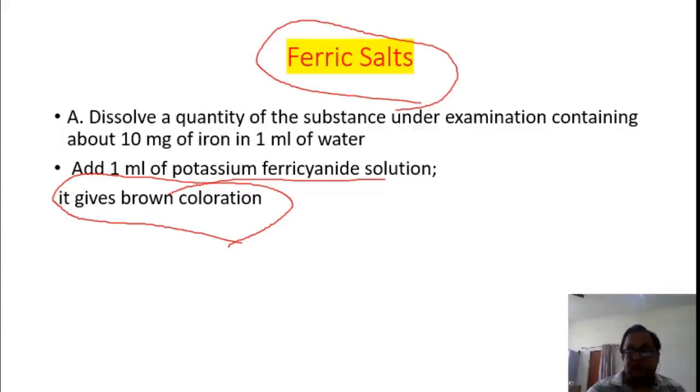So my dear students, we have to recall that if we have to identify ferrous salt, we have to add ferricyanide, and if we have to identify ferric salt, we have to add ferrocyanide. In both the cases, we will get the blue color.